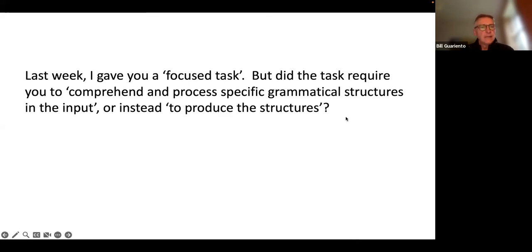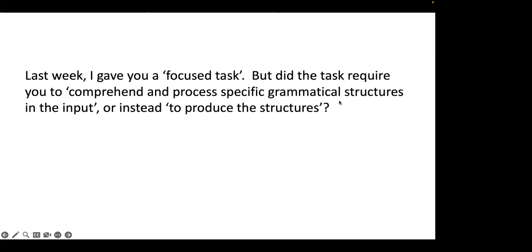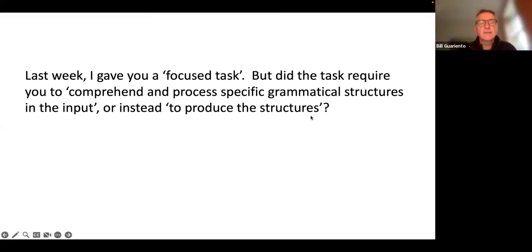So my question is, I gave you a focused task, did the task require you to comprehend and process specific grammatical structures in the input, or instead to produce the structures? Who can answer that? Takwa, you have your hand up. I think comprehend and process specific grammatical structures in the input. Well done.